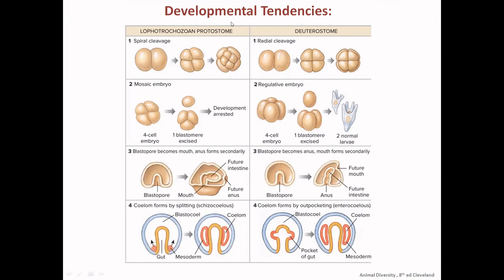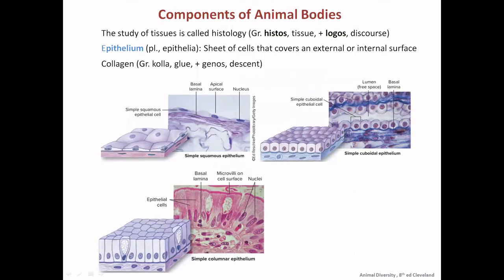So in protostomes, there is spiral cleavage, mosaic embryo, and the blastopore becoming the mouth, which is where the name protostomia comes from, and the coelom is schizocoelous. Whereas in deuterostomes, it is radial cleavage, regulative embryo, and the blastopore becomes the anus, and the coelom is enterocoelous. These are the developmental tendencies.